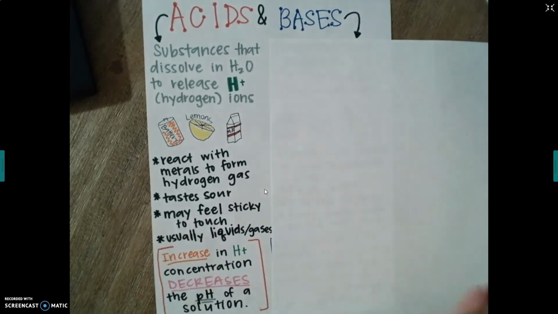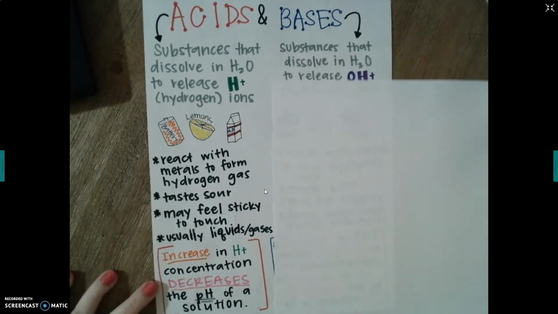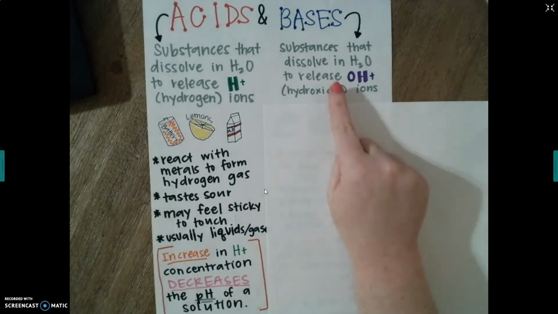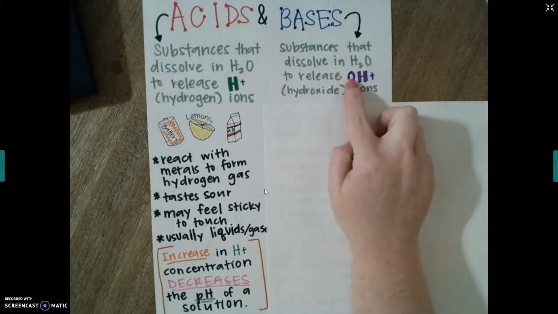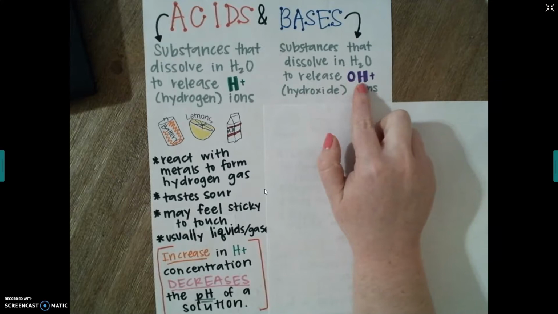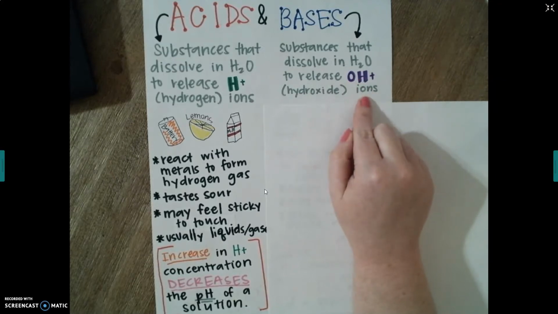Bases are going to be pretty much the opposite. They're going to release a different form of ion, and it's going to impact our solutions and our pH levels in those solutions differently than acids would. So let's talk about bases. So bases are going to be substances that dissolve in water to release hydroxide or OH ions into the solution.